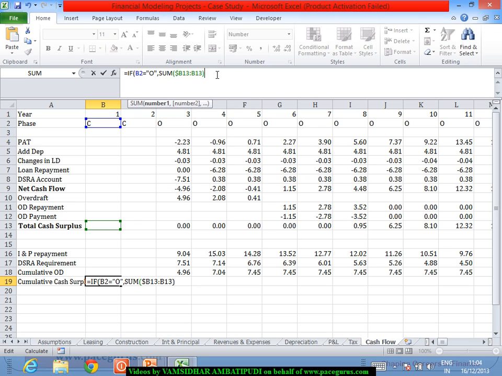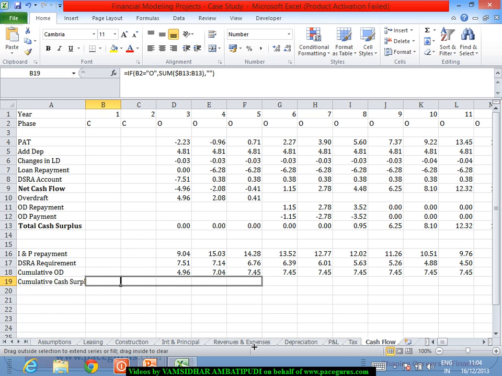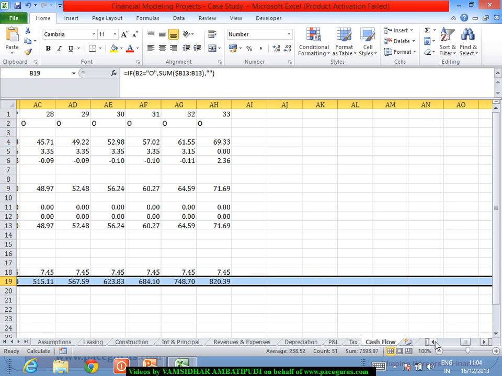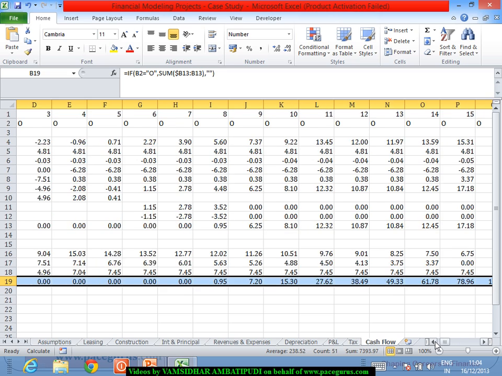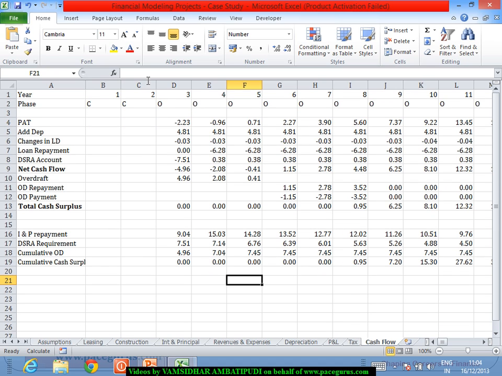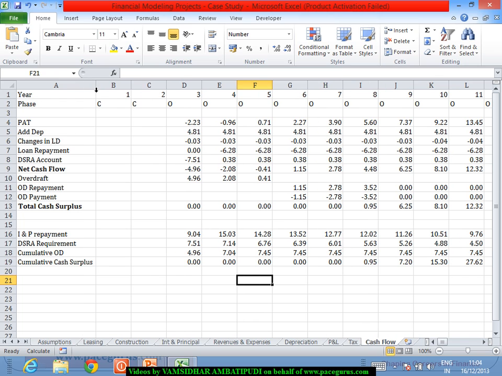This is the cash that I am having as a cumulative over this period, otherwise I am leaving it as a blank. So this becomes even easier for me. When I am dragging it till the last, I will get the cumulative cash surplus for each of the years, fair enough. Now I will go back. So this is my final cash flow statement, and a few more derivations from the cash flow statement.